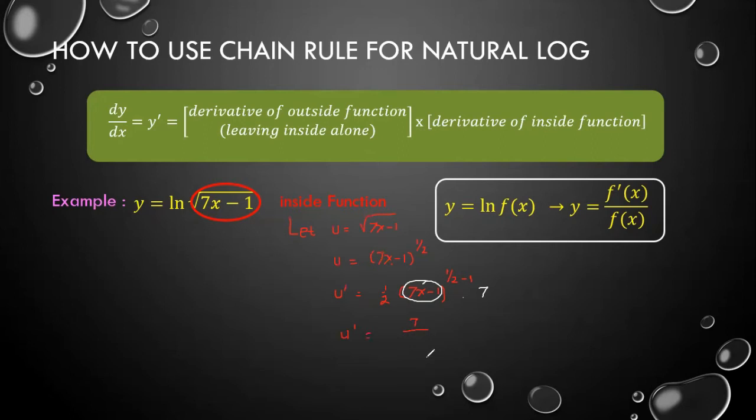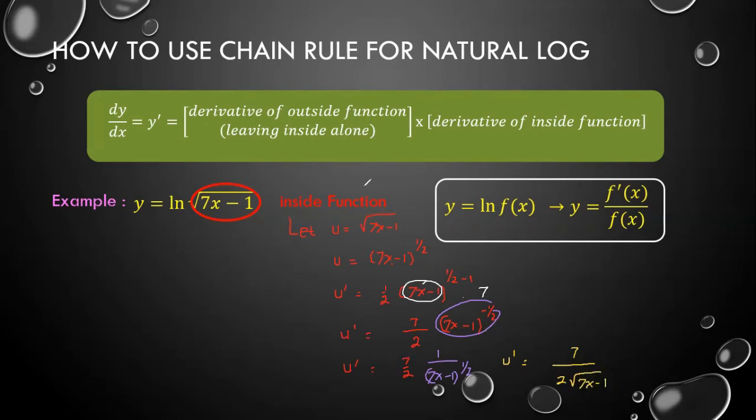over 2, right? 7x minus 1 to the power minus a half. We can simplify: u prime is 7 over 2, and then we can simplify this one to be 1 over 7x minus 1 to the power a half. So we got that u prime is 7 over 2 root of 7x minus 1.